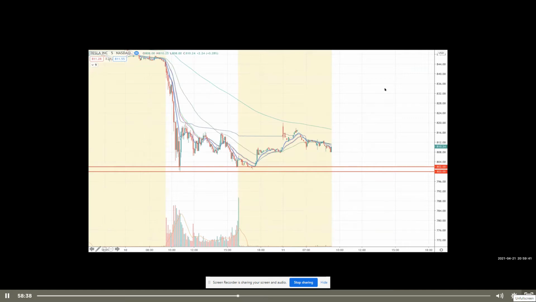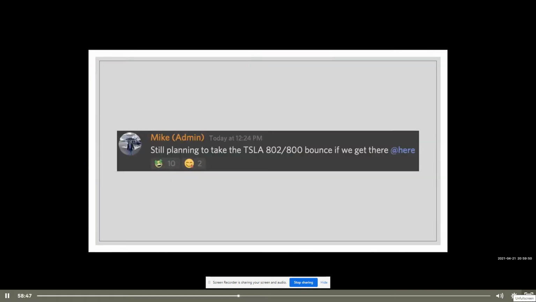But how can you actually use that? If I know that 802 is my support, and I know that 800 is my support, how can I use that to trade? I posted this in Aristotle's chat: I was still planning to take the Tesla 802, 800 bounce if we get there. What does that mean? I don't know how many of you are in the chat or not, but I typically trade bounces and rejects almost every single day.